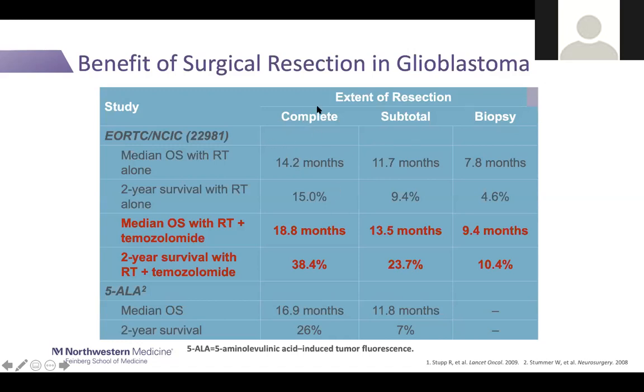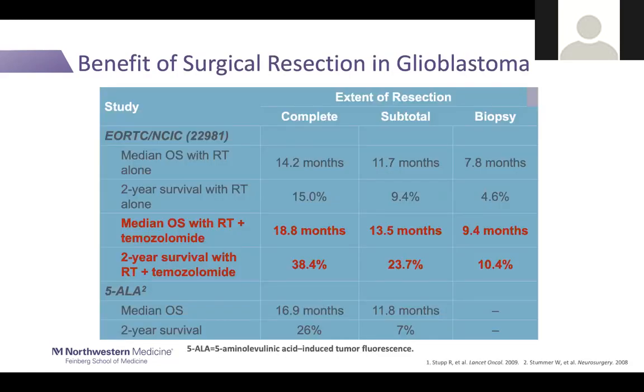So on the left column is complete, how people do with complete surgery. Subtotal is when not all of it's removed, and biopsy is just when only a small sample can be removed. And you can see the difference in survival can be quite striking. From biopsy compared to complete removal of the tumor, it can be nearly a doubling of survival. So this is why our surgeons are trying to figure out better, more unique ways and more intensive ways to remove brain tumors safely.